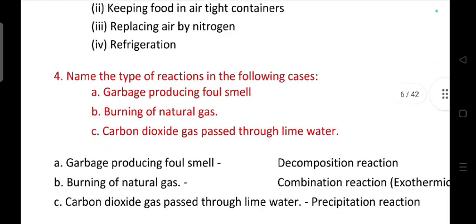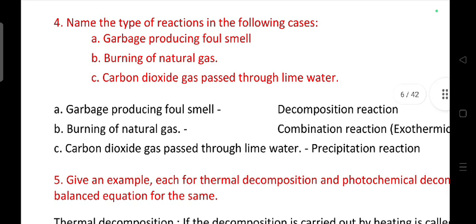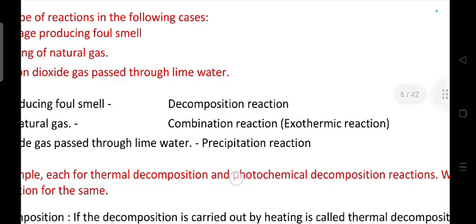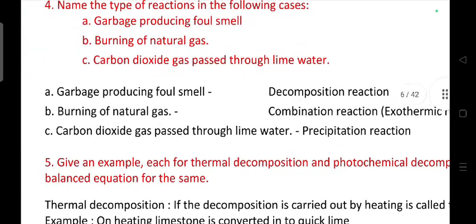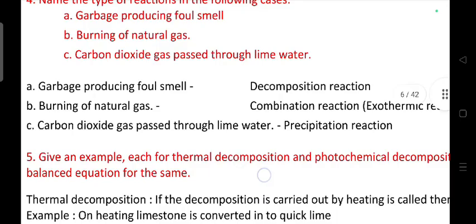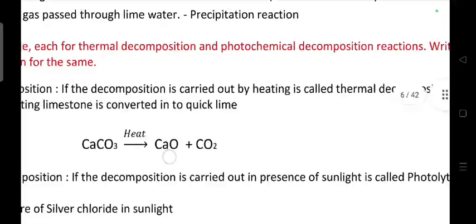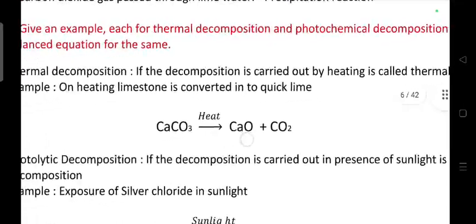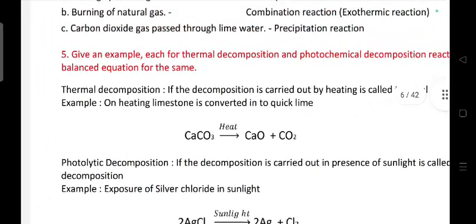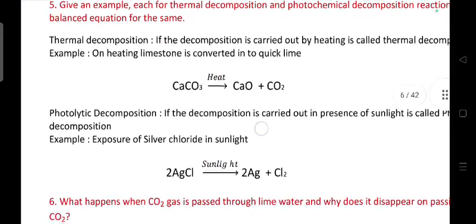Next, name the type of reaction in the following cases. Garbage producing fuel with foul smell, that is a decomposition reaction. Burning of natural gas, that is a combination reaction and an exothermic reaction. Carbon dioxide gas passed through lime water, this is a precipitation reaction. Next question, give an example each for thermal decomposition and photochemical decomposition reaction. Write the balanced equation for the same.